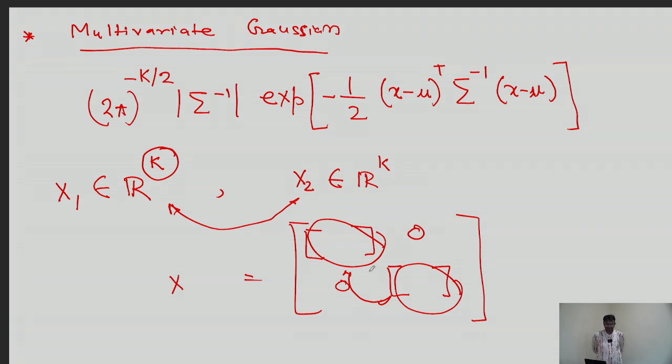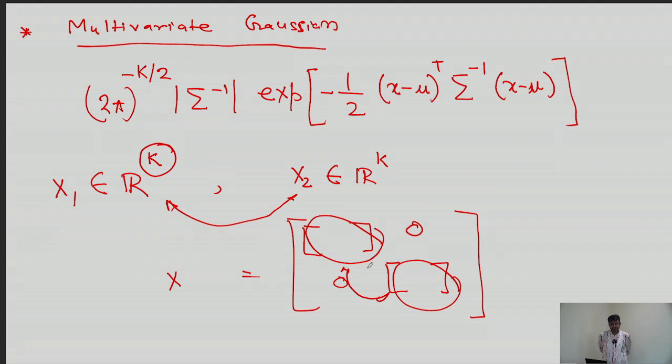Taking x1 and x2 separately, x1 is a multivariate, x2 is a multivariate. The values within x1 are not independent. X1 samples are dependent, but x1 and x2 are independent.